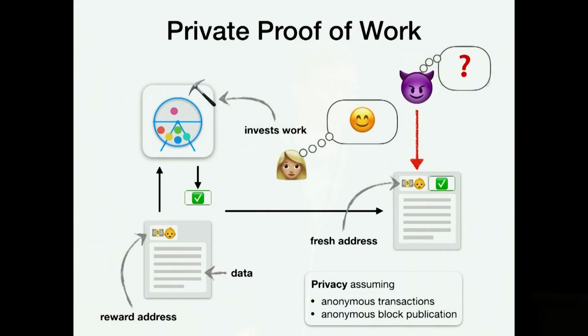So under those two assumptions here, we have privacy. Namely, you need anonymous transactions because now you have this fresh address, and Alice somehow wants to get back her money, so she needs to be able to transfer the money in some hidden way. And of course, we need an anonymous way to publish blocks, because if the adversary can see, well, Alice announced the block, then again, he would learn that Alice got a block reward. So for private proof of work, this is pretty simple. We have privacy. So what about proof of stake?